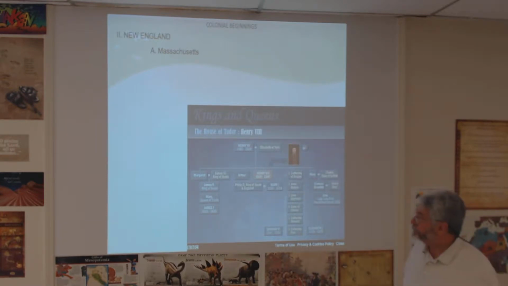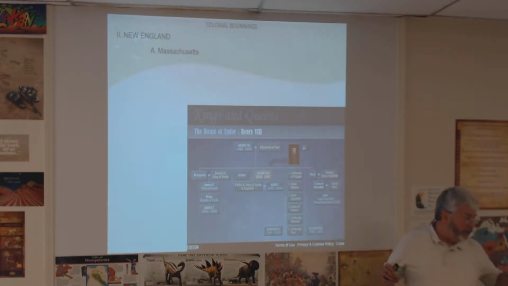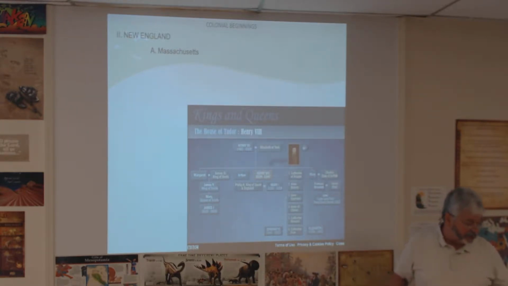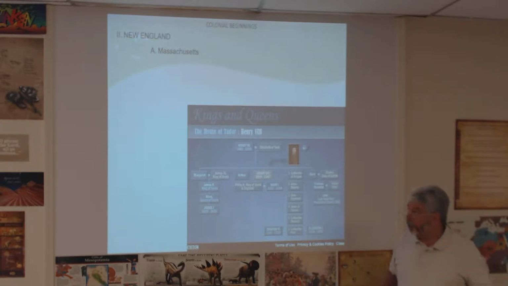Now, if we look at this chart, we can see how that came about. I'm going to quickly go through what transpired to bring about the fact that England became Protestant, but still retained a lot of Roman Catholicism in the way the church operated.